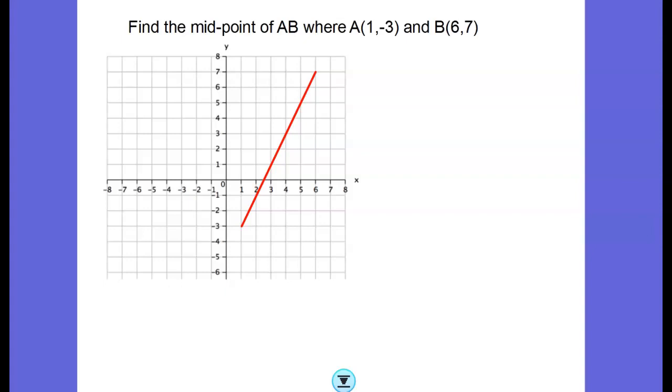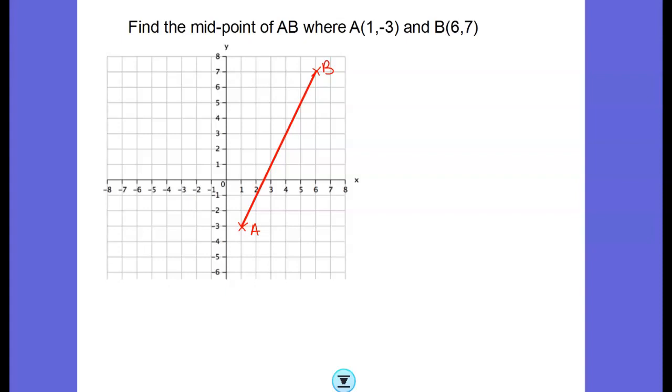Hey maths fans, we're looking at finding the midpoint between 2 points in a coordinate plane. So here we've got two coordinates. We've got the coordinate (1, -3) is A, and (6, 7) is B. We want to know halfway along that line, the midpoint.